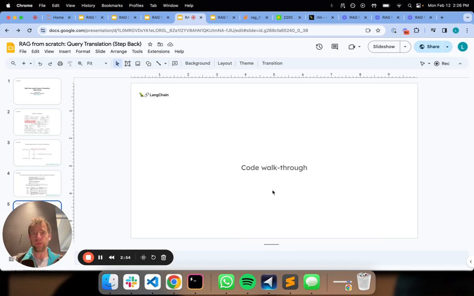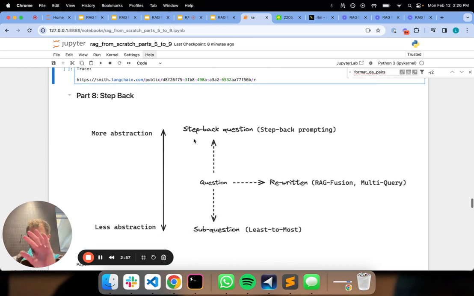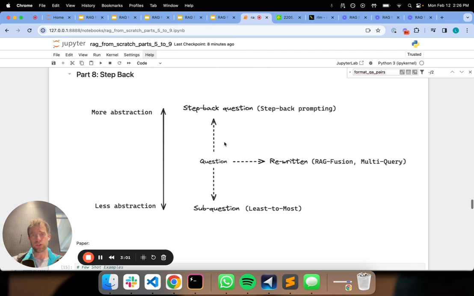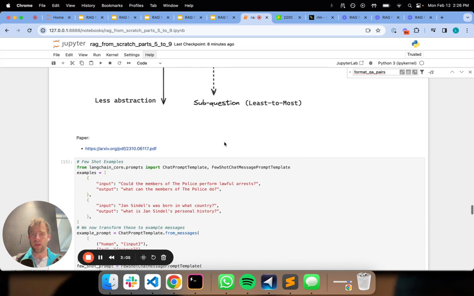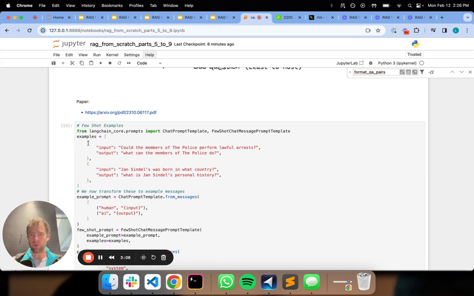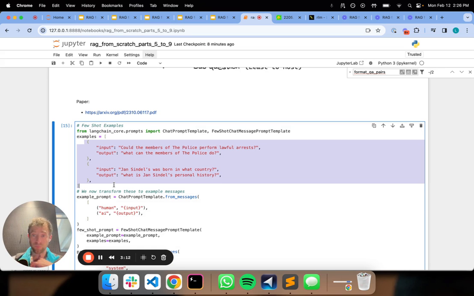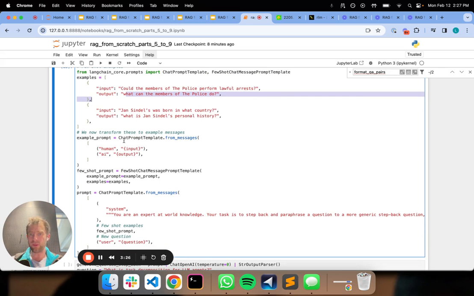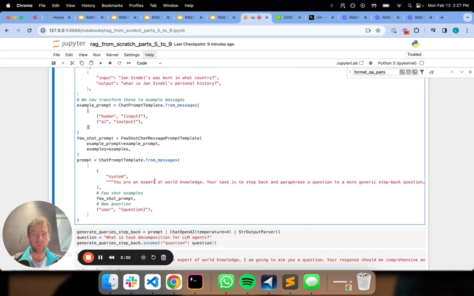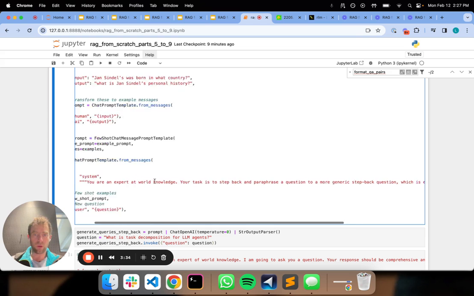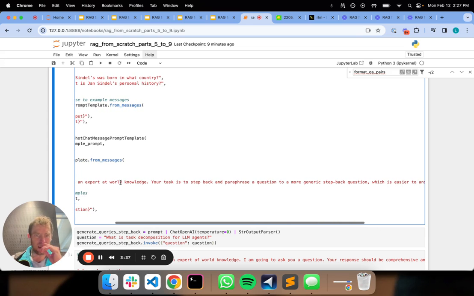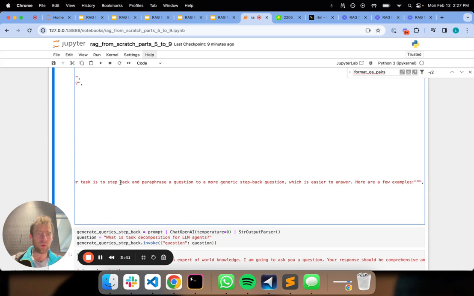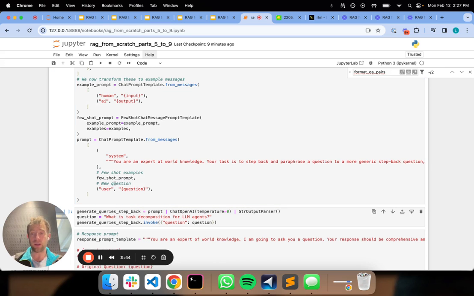So let's actually just walk through how this can be done in practice. So again, here's a diagram of the various approaches from less abstraction to more abstraction. Now, here is where we're formulating our prompt using a few of the few shot examples from the paper. So again, input, something about the police perform lawful arrests and what can members of the police do. So it basically gives the model a few examples. We basically formulate this into a prompt. That's really all that's going on here. Again, we repeat this overall prompt, which we saw from the paper. You're an expert in world knowledge. Your task is to step back and paraphrase a question, generate a generic step back question, which is easier to answer. Here's some examples. So it's a very intuitive prompt.